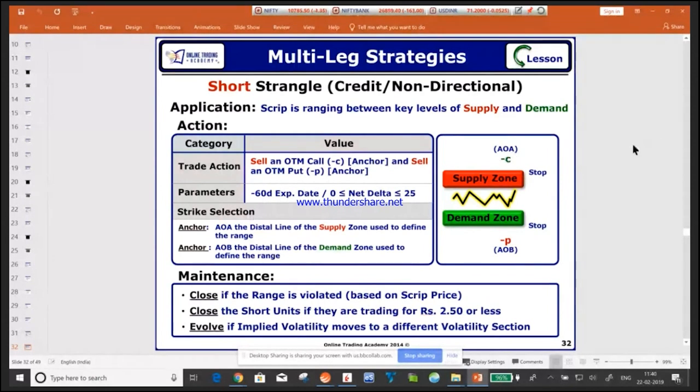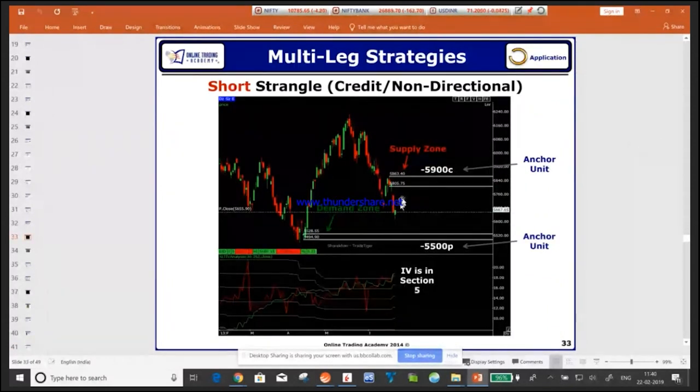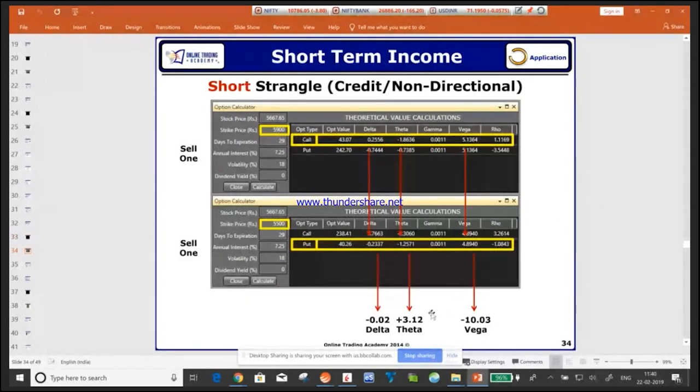All right. So this is that example. In this case, that's your supply, that's your demand. So minus 1500, minus 5500, assuming that the stock is non-directional and volatility is in section 5. Delta has to be less than 0.25. Theta, whatever you get. Vega is whatever the net Vega is of both the positions. That's it.